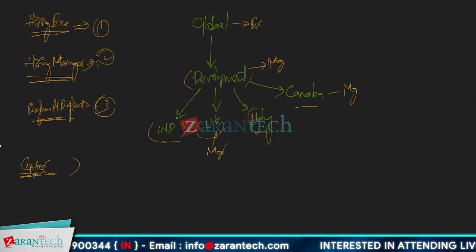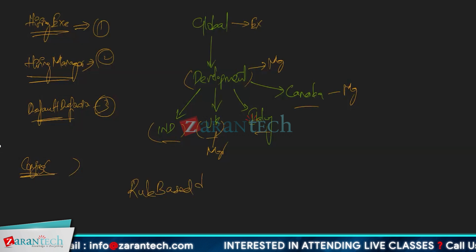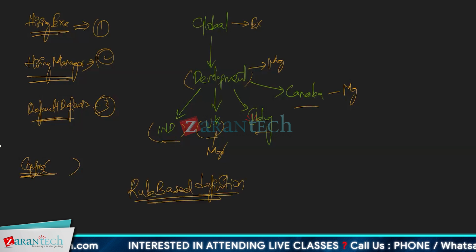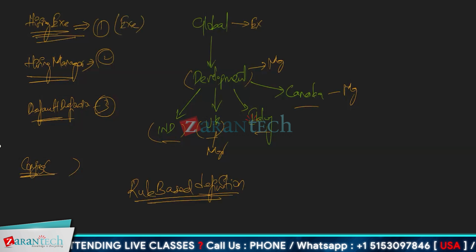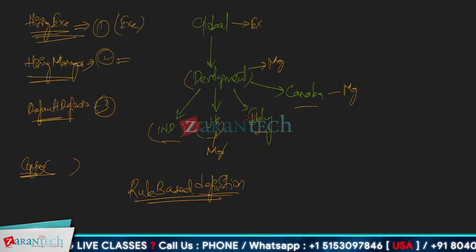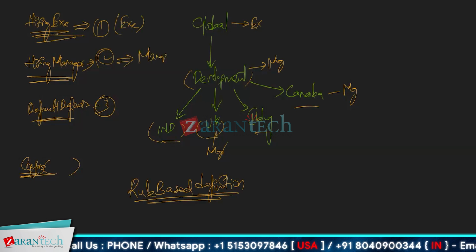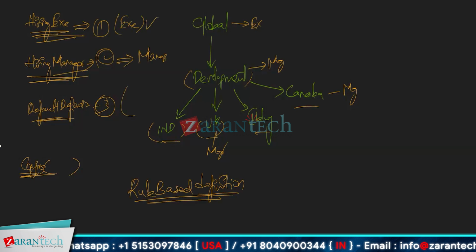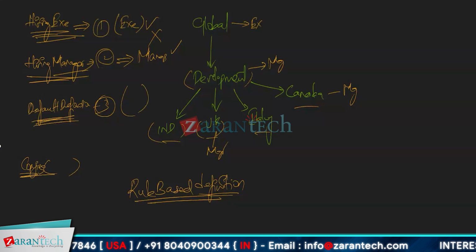So instead of doing this, what we'll do is we'll create a rule based definition. So what rule based definition does is, based on the rule, if the job profile is an executive job profile, then executive definition will be triggered. If the job profile is of a manager job profile, if it's a manager job profile, then manager definition will get triggered. If it is not this or this, then default definition will get triggered. You can configure rule based definition.